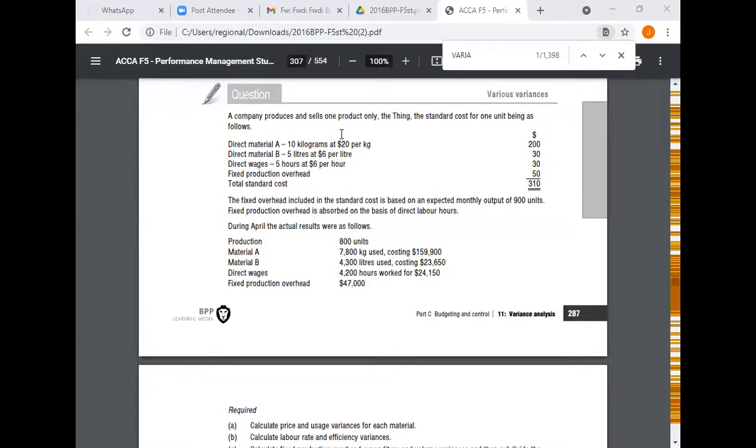During April, the actual results were as follows. So you can see during the month of April, they have given us actual results. It is this actual result that we shall be able to benchmark with the standard cost, because variances is all about benchmarking. Anytime they want you to compute variances, they must give you the standard cost card and these actual results. The actual results they have given are material A, material B, direct wages, fixed production overhead. So they want me to calculate the price and usage variance, which I should be able to do very fast.